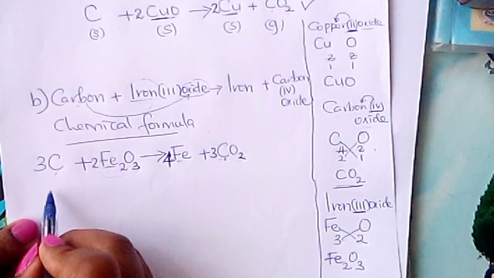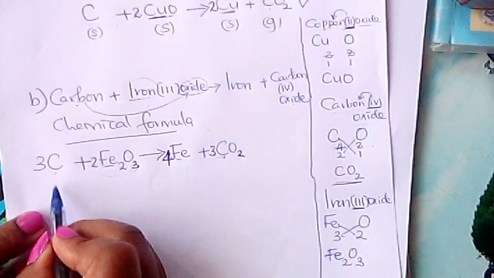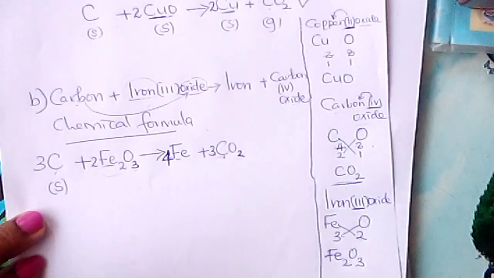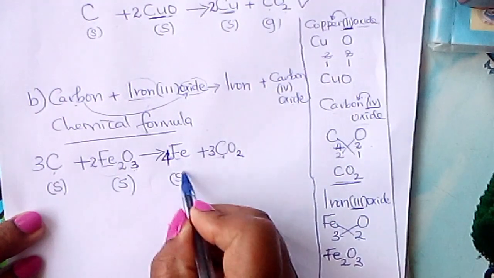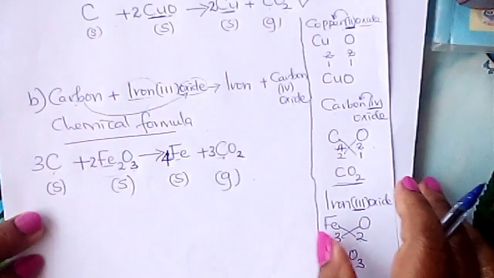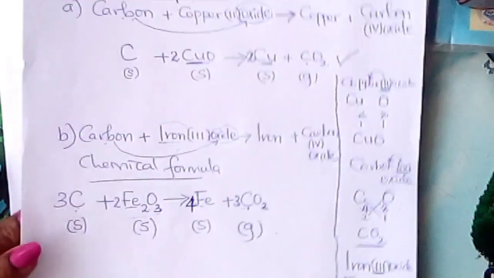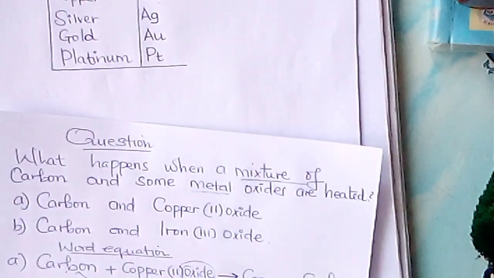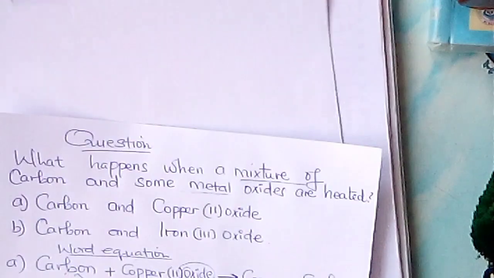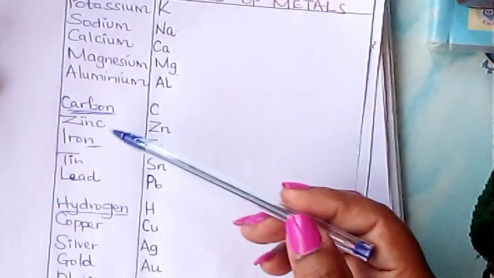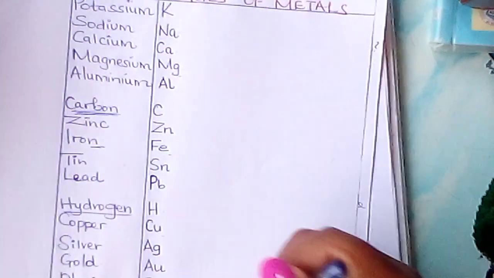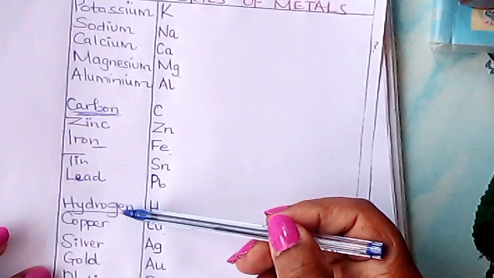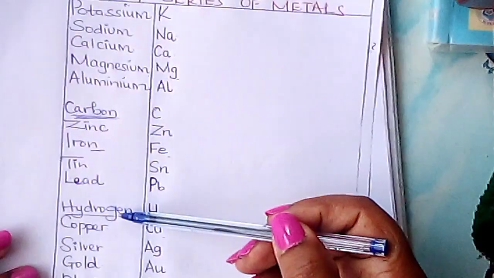Therefore, you come and put the states. Go and practice on that, Lana. Carbon is a solid, iron 3 oxide is a solid, iron metal is a solid, and this is a gas. That is how we use the reactivity series. Here, carbon is behaving as a reducing agent, reducing the metal oxides of metals that are below it. So, hydrogen, another point, is also a reducing agent.